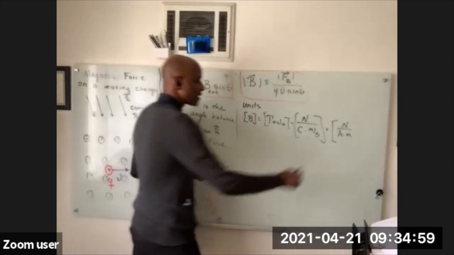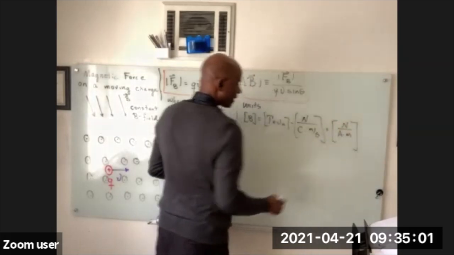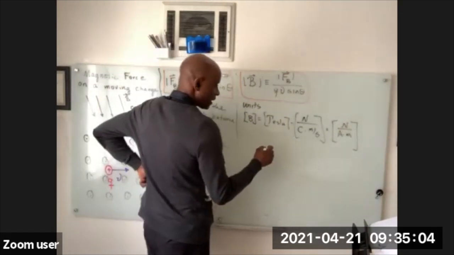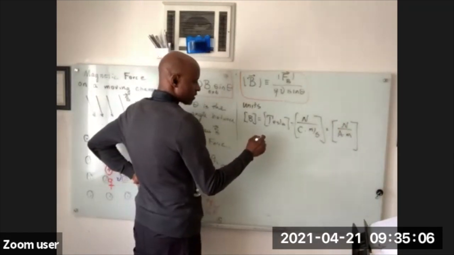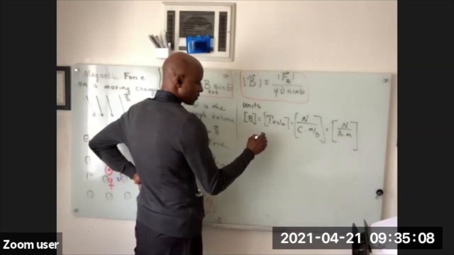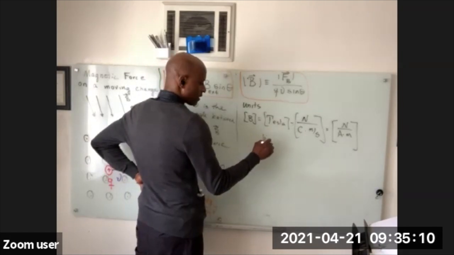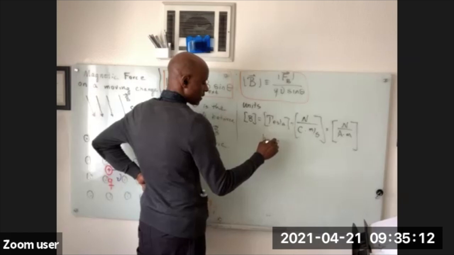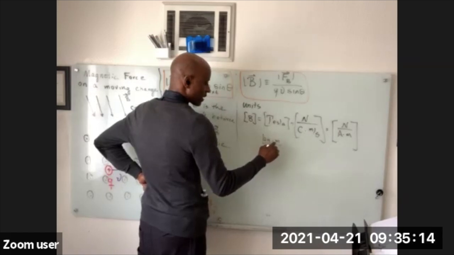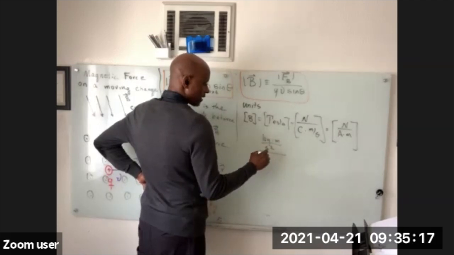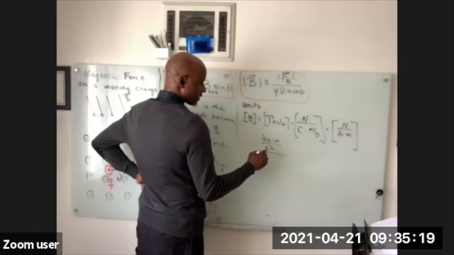But because a Newton is a kilogram meter per second squared, there's another way we can organize this. So Newton is a kilogram meter per second squared. So divided by, how do I want to do this?